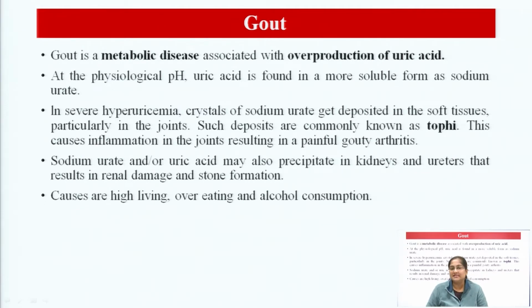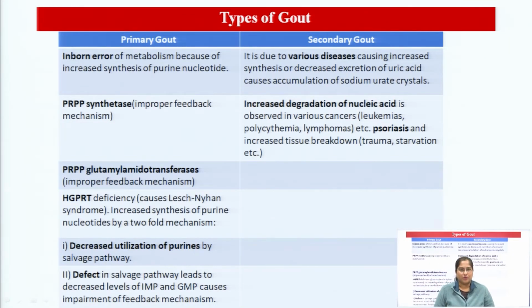So, a person who is developing an elevated amount of uric acid in the blood, then in the urine, is most probably having kidney stones, or eventually he will be going through a metabolic disease called gout. Let us see more about gout. There are two types of gout, one is primary gout and the other is secondary gout. Primary gout, or you can say the inborn error, means a person who is born with this type of disability, that means he has a metabolism disability, and increased synthesis of purine nucleotide will cause this primary gout.